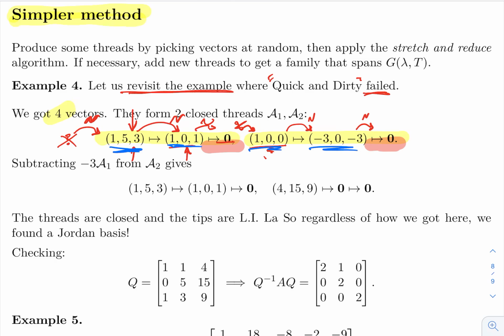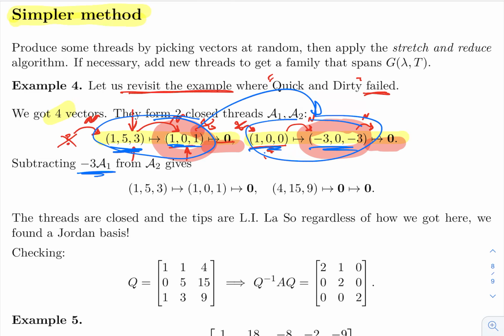How do we reduce? We see that the last vectors, which are the tips of the threads, are linearly dependent. Okay? So what do we do? We'll add a multiple of this thread to this thread. Then this vector becomes 4, 15, and 9. This vector becomes 0, so we can write the thread like this. Now we have 2 closed threads, and the tips of these threads are linearly independent, so we're done.